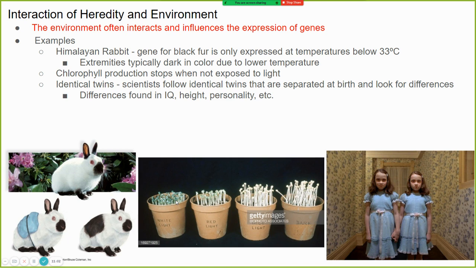These plants are exposed to different types of light, and that changes how their DNA produces chlorophyll. So some are green, some are white, because the outside factors, the environment, are influencing how these genes are expressed.